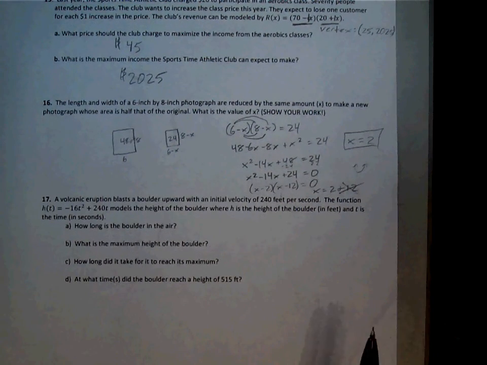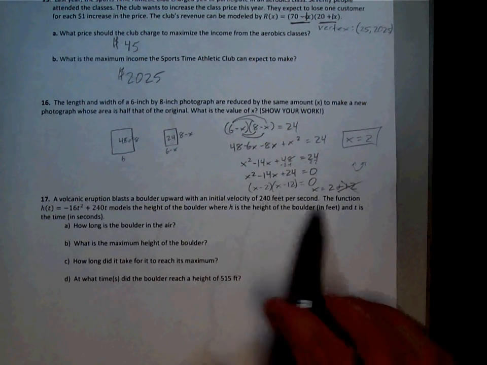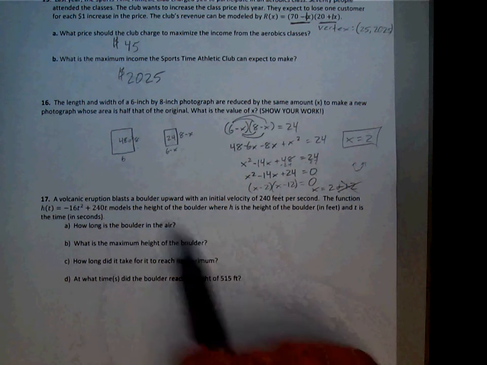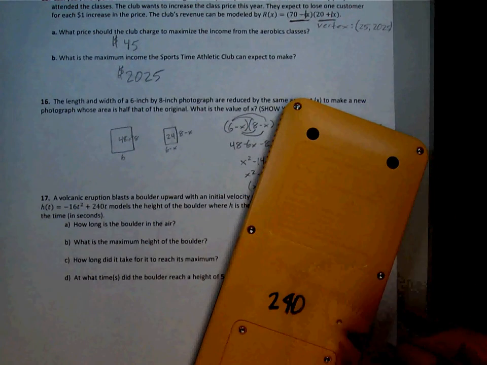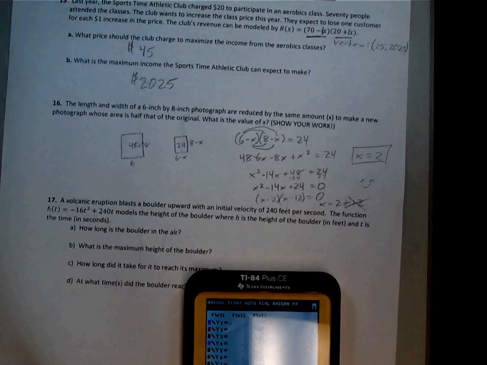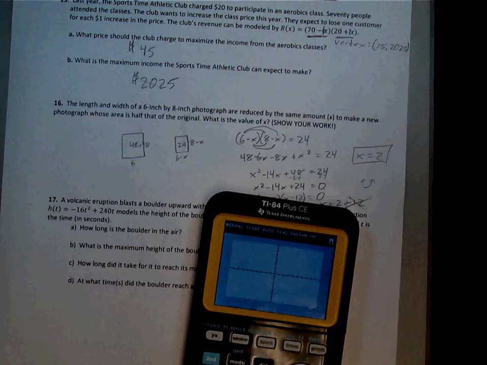All right, number 17. Volcanic eruption blasts a boulder upward with initial velocity 2,400 feet per second. The function they give us models the height of the boulder, where h is the height, t is time. How long is the boulder in the air? So we're going to graph this. I'm going to go ahead and reset. I'm going to plug this one in the calculator. Negative 16x squared plus 240x. Graph it. I bet I'm going to have to change my window.